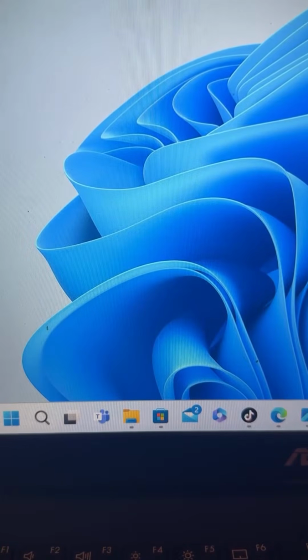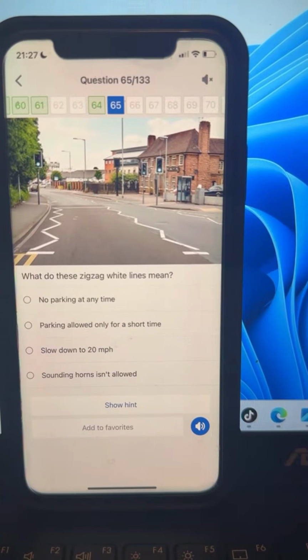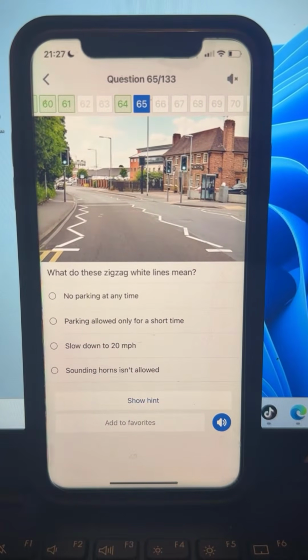So all the lines, like these lines nearby a pedestrian crossing, are there for a reason. They mean something. Okay.